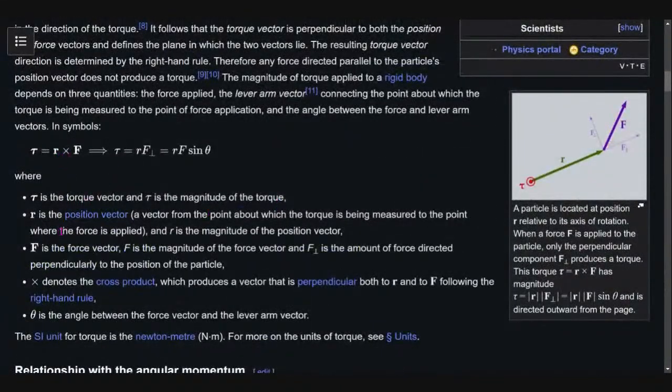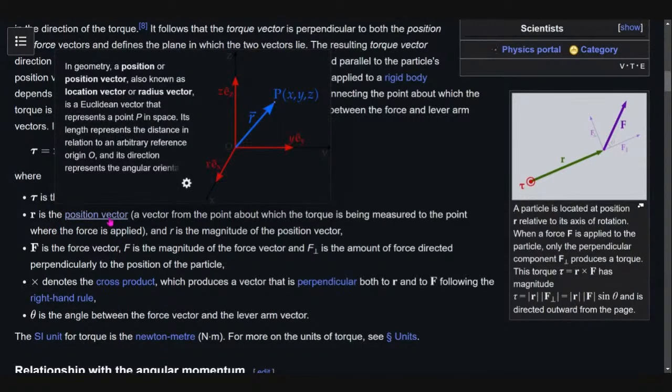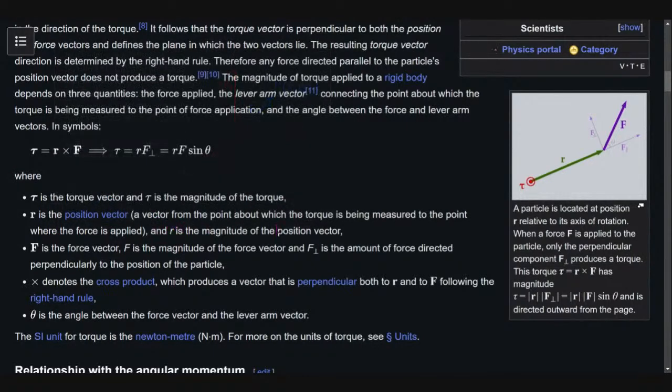Oh, maybe here? R is a position vector. That's good. A vector from the point about which the torque is being measured to the point where the force is applied. And R is the magnitude of the... Okay, that's good. So here it is. R is just a position vector. And you have F. This is the F perpendicular, F parallel. This is theta. And this is the torque, coming out of the page. So the force is this way. That's good.